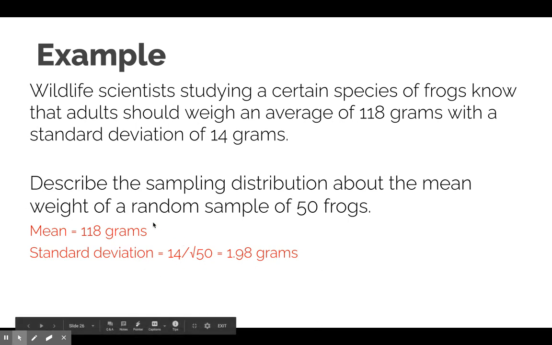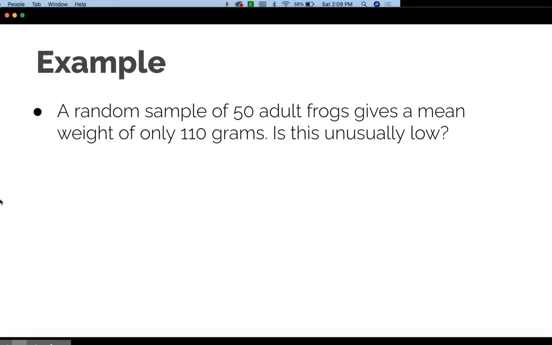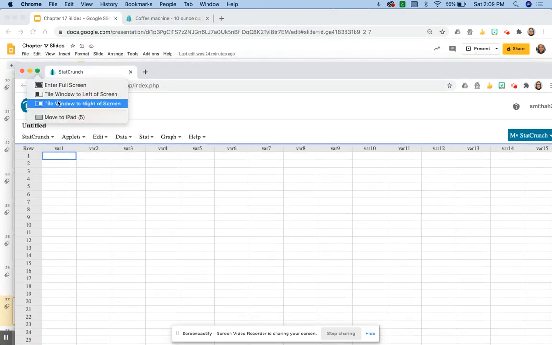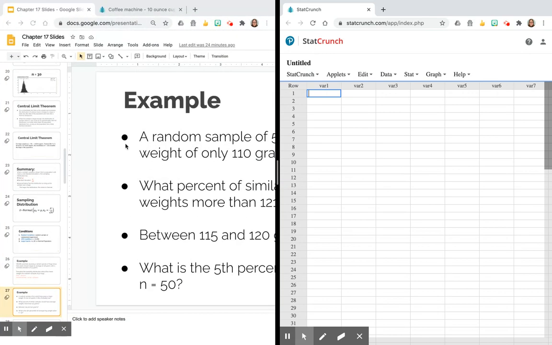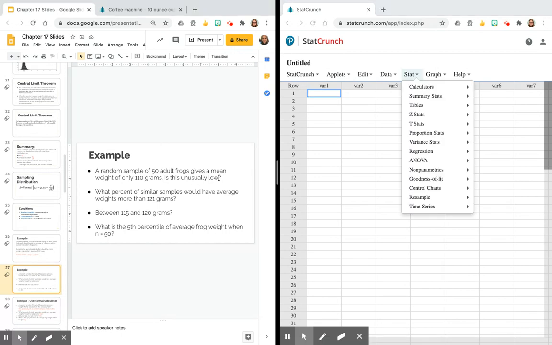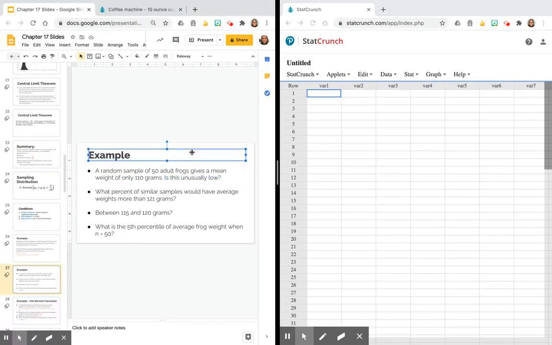And then we can use this information to answer some questions. So, for example, if you have a random sample of 50 adult frogs and it gives a mean weight of only 110 grams, is this unusually low? Okay, well, for this, you're going to have to use StatCrunch and the normal calculator because, as we already mentioned, this is normally distributed. So for this, is it unusually low? Well, find the probability of getting this value.